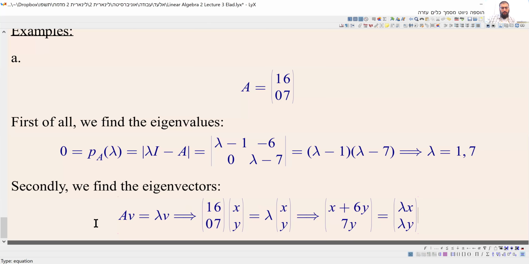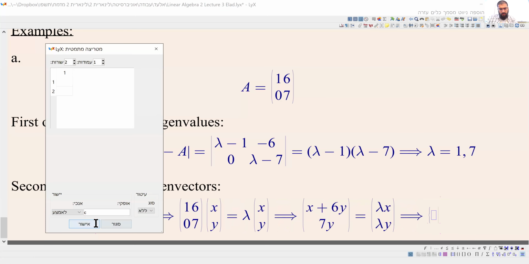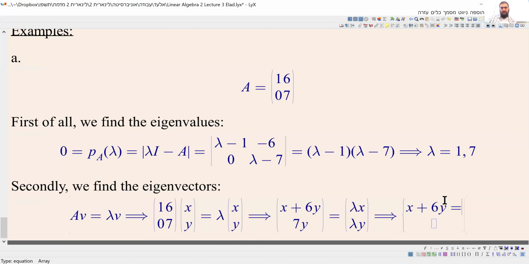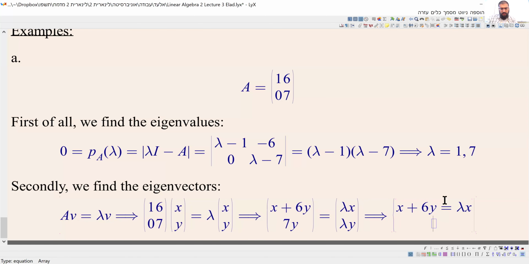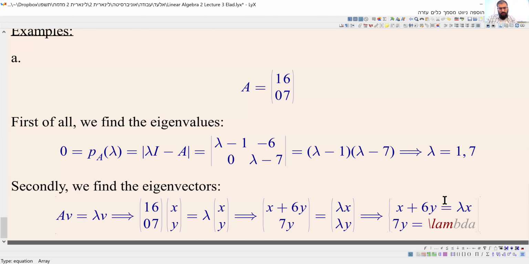So two equations: x plus 6y is lambda x, and 7y is lambda y.